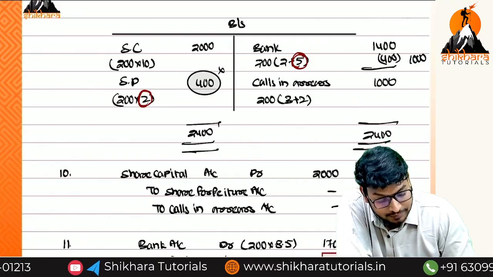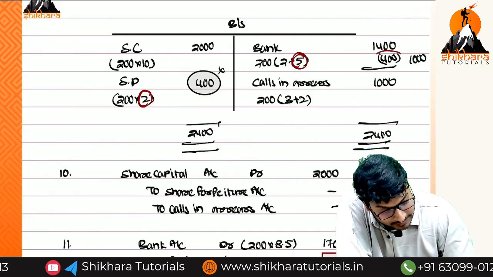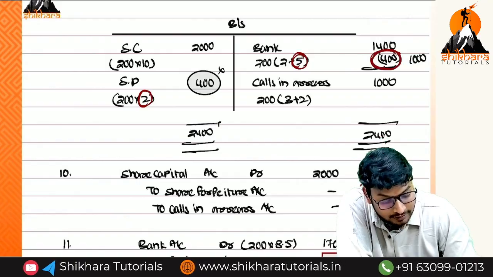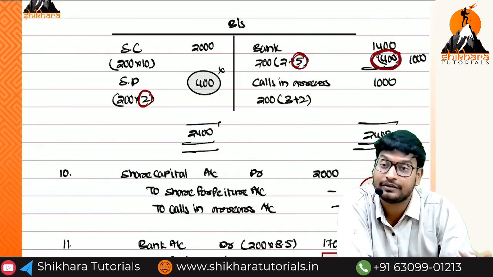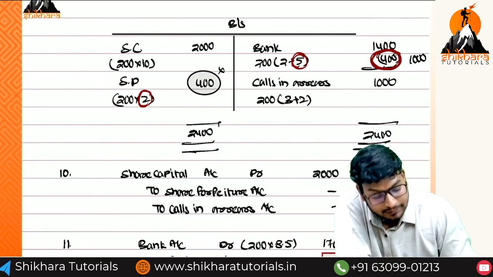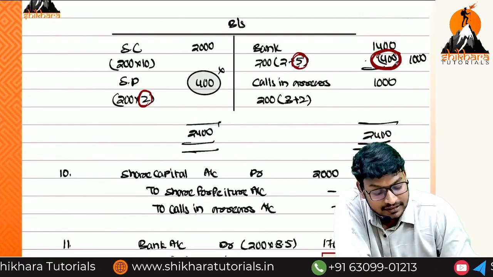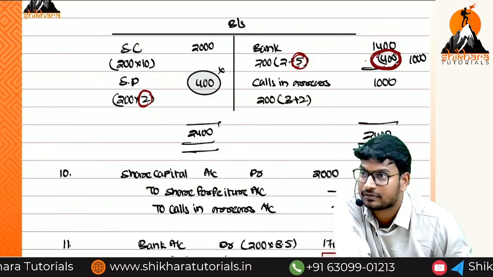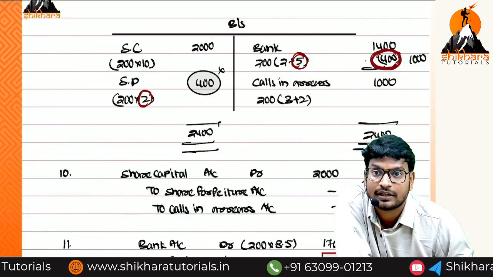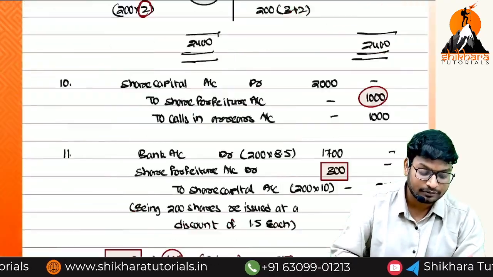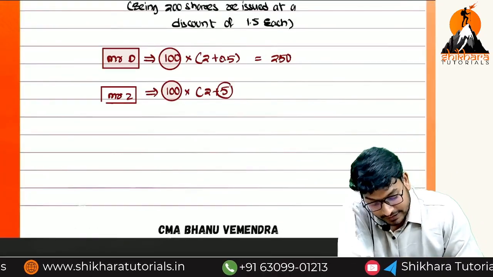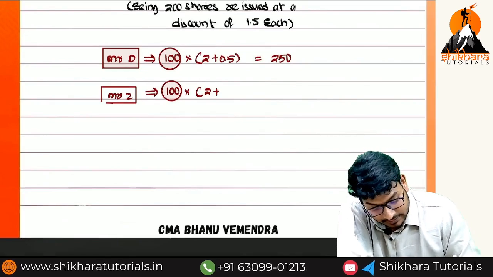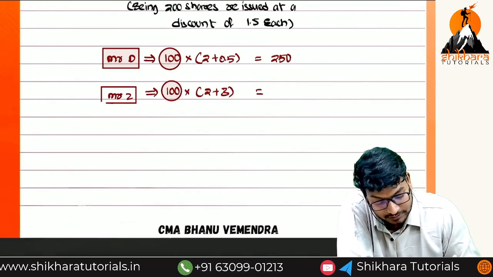Out of this 5 rupees, how much only have we reduced from here? 400. This 400, how did we get it? 200 into 2 only. We have reduced, which means we have not transferred it to the share forfeiture account. That means how much amount do we have to consider here? Not the 5 rupees. How much only do we have to consider, ma'am? 3 rupees.